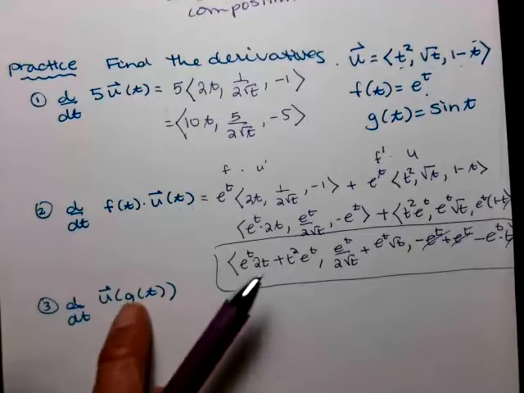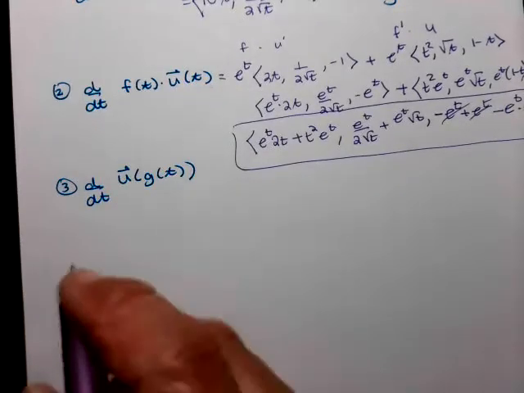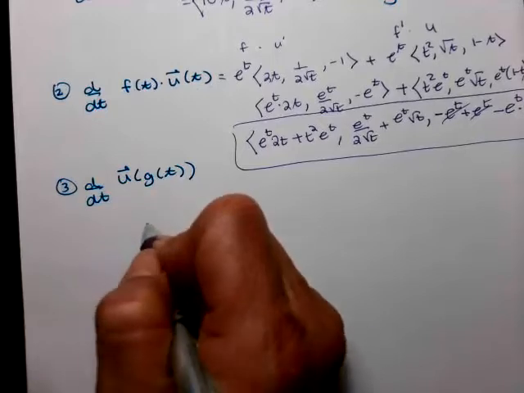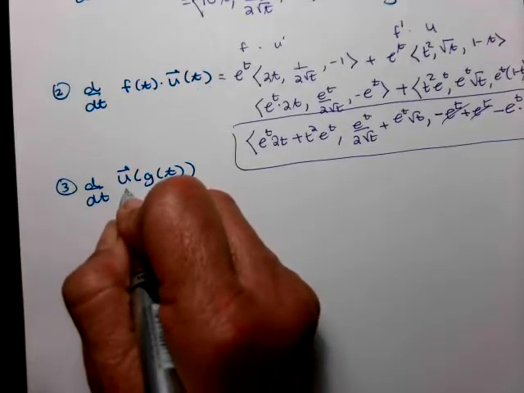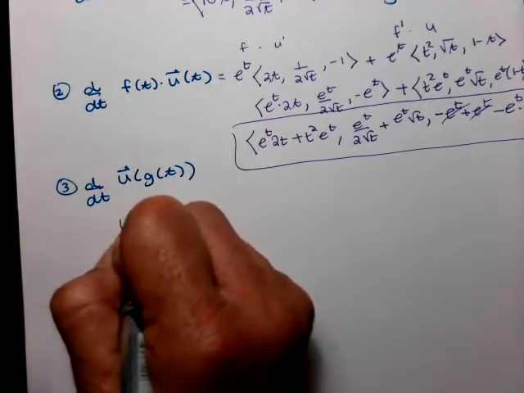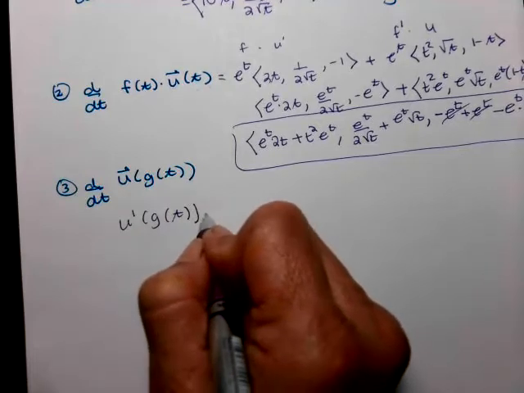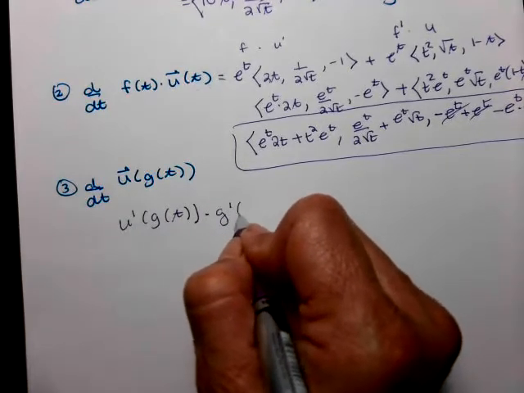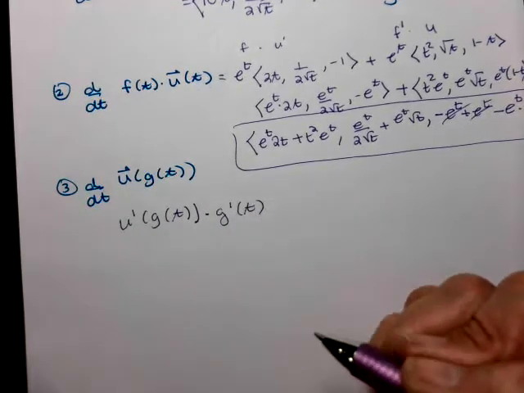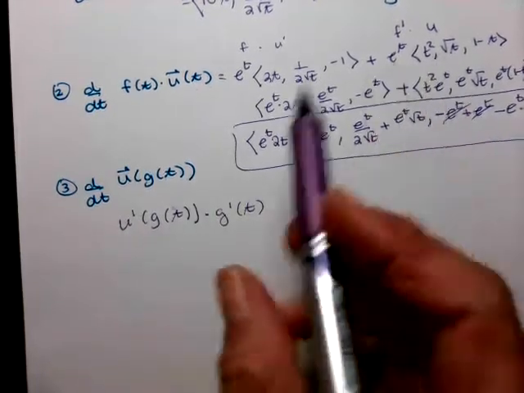Last one. So this is our composition. I have u evaluated at g of t. And so I will do u prime. I need u prime evaluated at g, and then I'm going to multiply that by the derivative of g.